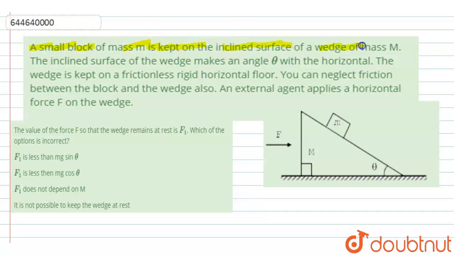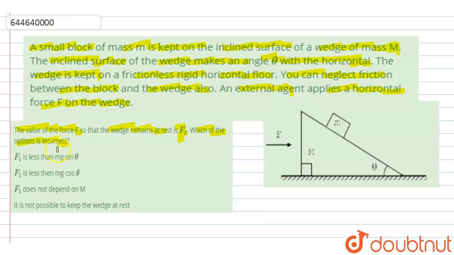The given question: a small block of mass small m is kept on an inclined surface of a wedge of mass capital M. The inclined surface of the wedge makes an angle theta with the horizontal. The wedge is kept on a frictionless rigid horizontal floor. You can neglect friction between the block and the wedge also. An external agent applies a horizontal force F on the wedge. Now, the value of force F so that the wedge remains at rest is F1. Which of the following options is incorrect?